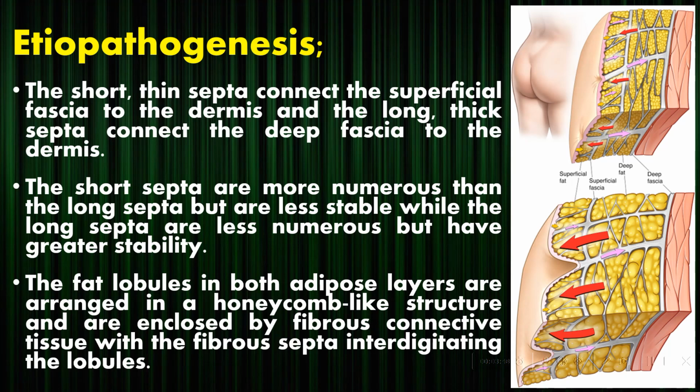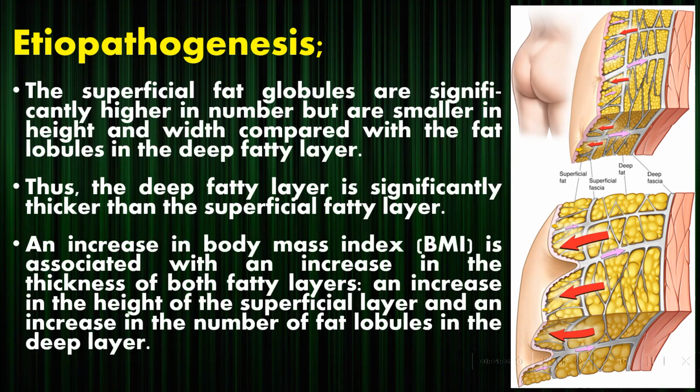The fat lobules in both adipose layers are arranged in a honeycomb-like structure and are enclosed by fibrous connective tissue, with the fibrous septa interdigitating the lobules. The superficial fat globules are significantly higher in number but are smaller in height and width compared with the fat lobules in the deep fatty layer. Thus, the deep fatty layer is significantly thicker than the superficial fatty layer.